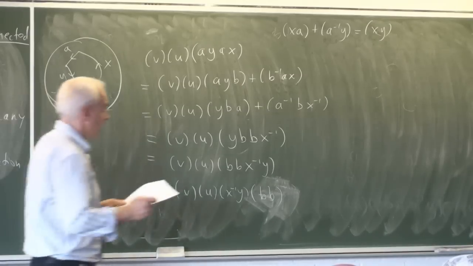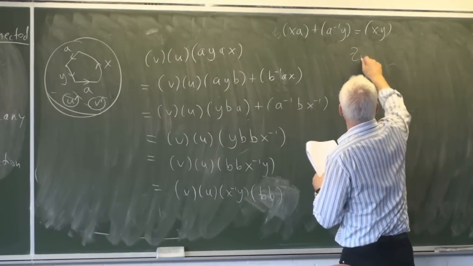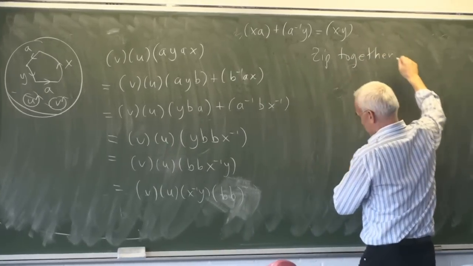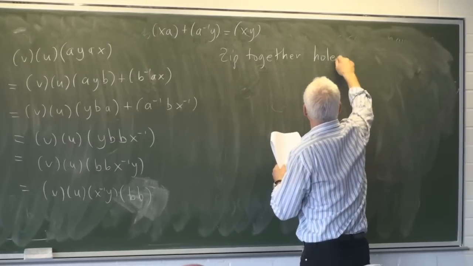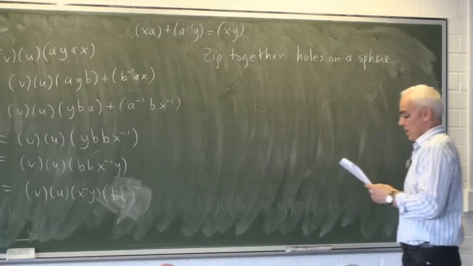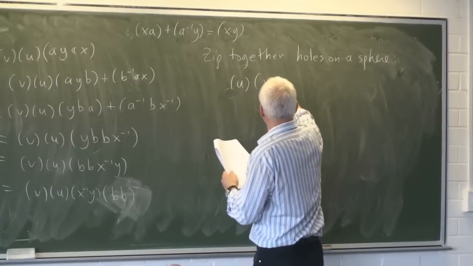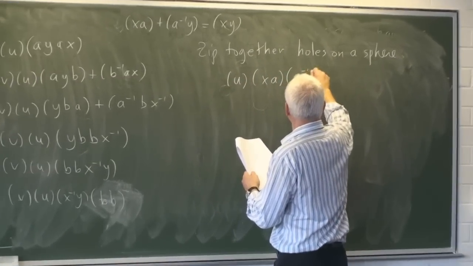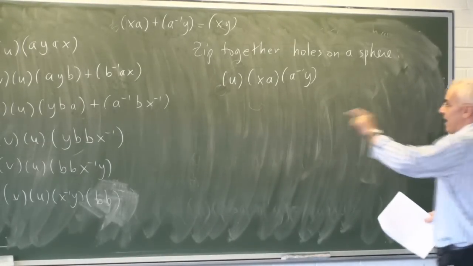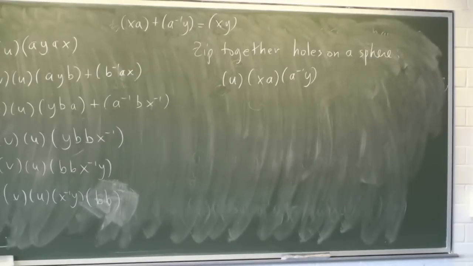Okay, so I think the next step that we're going to do is looking at zipping together holes on a sphere. So suppose we have, say, U, X, A inverse Y. So we have two separate holes with an A and an A inverse appearing in those two different holes.